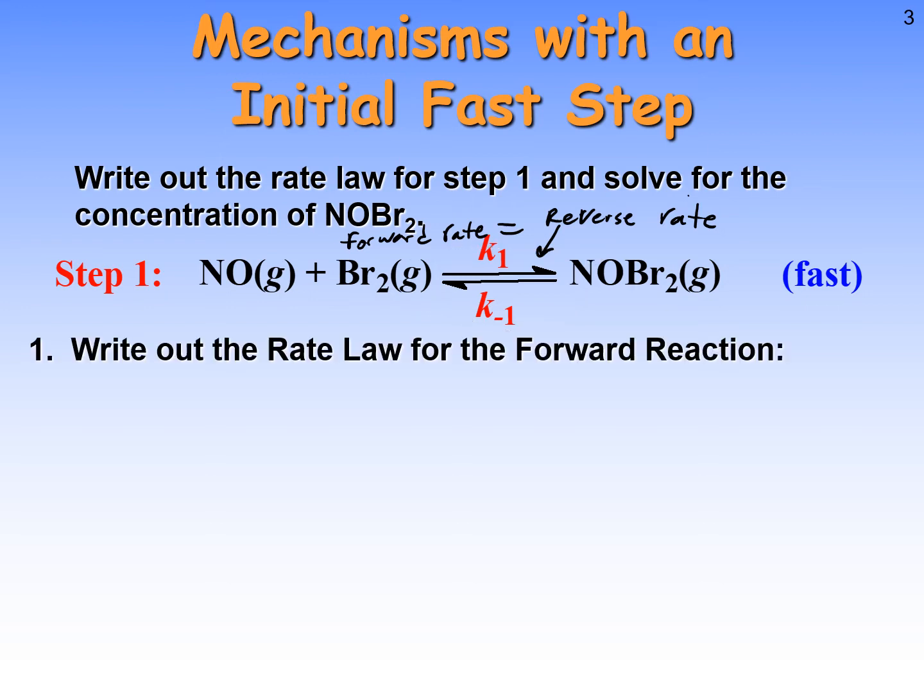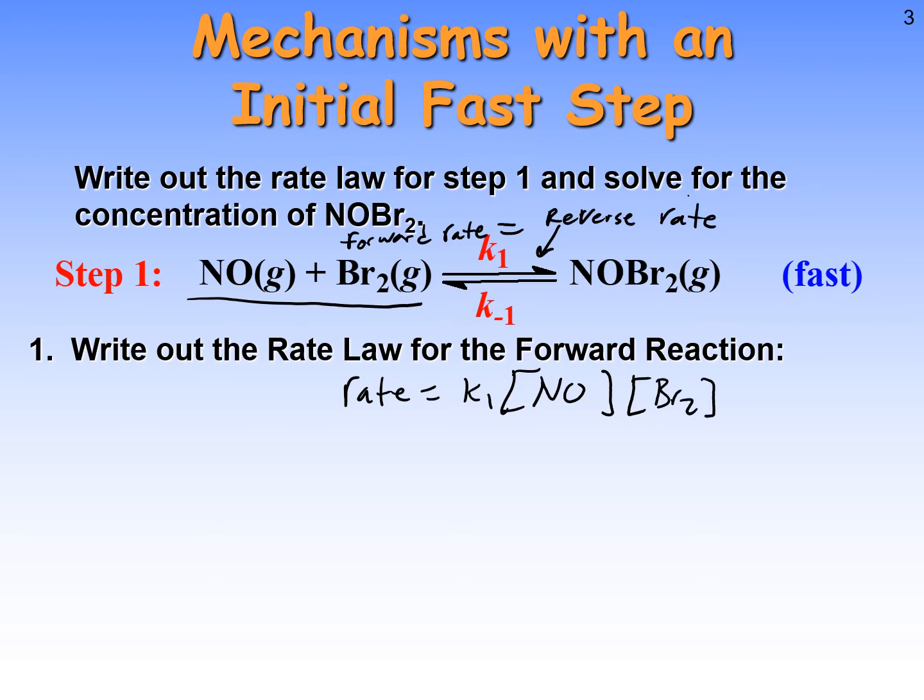So, what does that mean for our problem? Well, let's write out the rate law for the forward reaction. The forward reaction would be using these as my reactants. So, rate is equal to K1, we'll say, times the concentration of NO, times Br2.